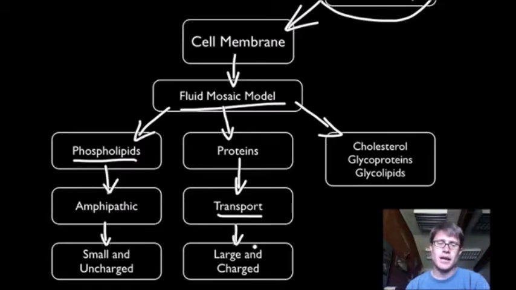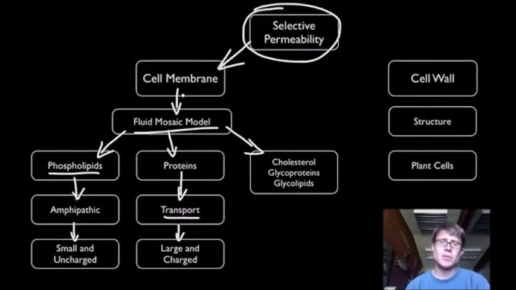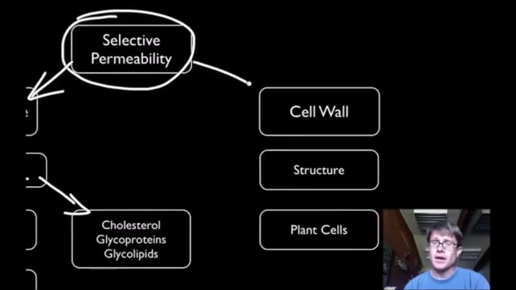And they allow bigger and charged things through. And so selective permeability in all cells is important, and all living things have cell membranes. Now, not all living things have cell walls. The cell wall gives them more structure.